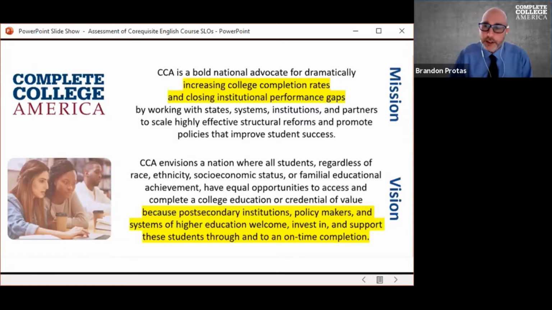And when we say institutional performance gaps, we use that instead of either achievement or equity gaps, because rather than putting the onus for that change on students, we know that change comes about, and you see it in our vision, through institutions, through policy, through our systems of higher education, when we make the changes that have impacts on student success. Co-requisite support is one of those strategies that we know makes a significant difference in student success rates.